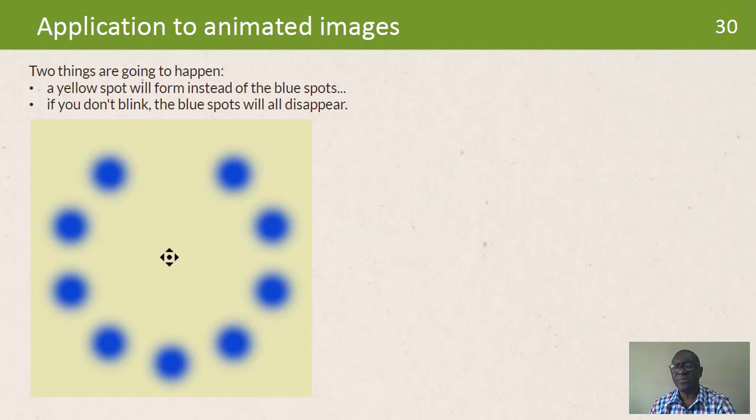Let's apply these principles to video and moving images. Look at this picture. It is composed of circles of blue spots. Two things are going to happen. A yellow spot will form instead of the blue spots. If you don't blink, the blue spots will disappear.